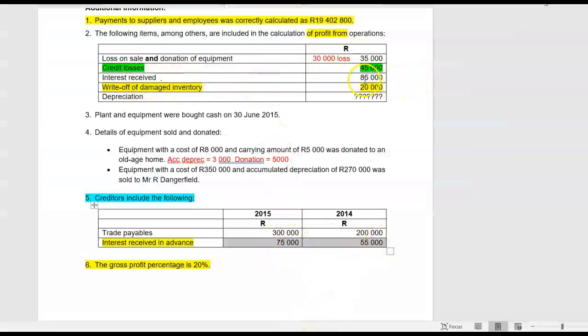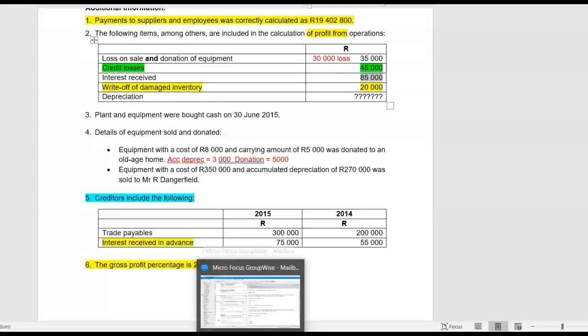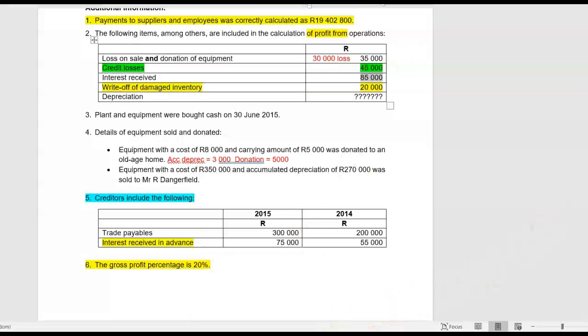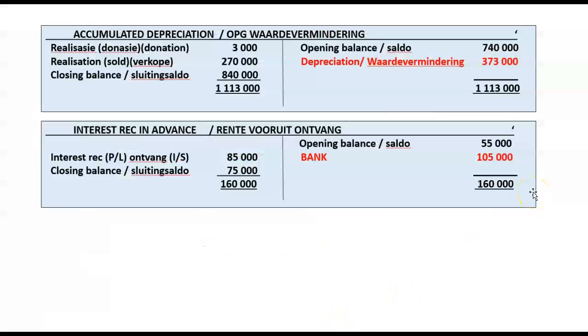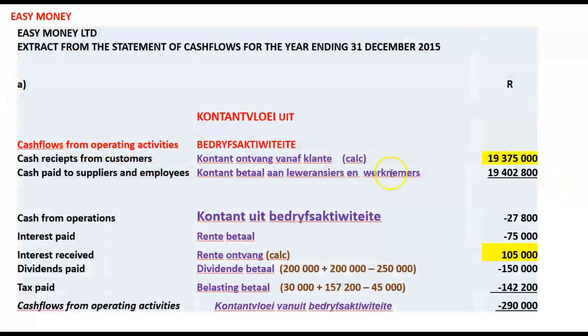In our income statement, we have recorded 85,000 Rand. So what was our accounting entry? We credited the income account and we debited interest received in advance with the 85,000 Rand. Now we can determine the actual amount received in the bank, and that's our balancing figure of 105,000 Rand. So the actual interest received was 105,000.